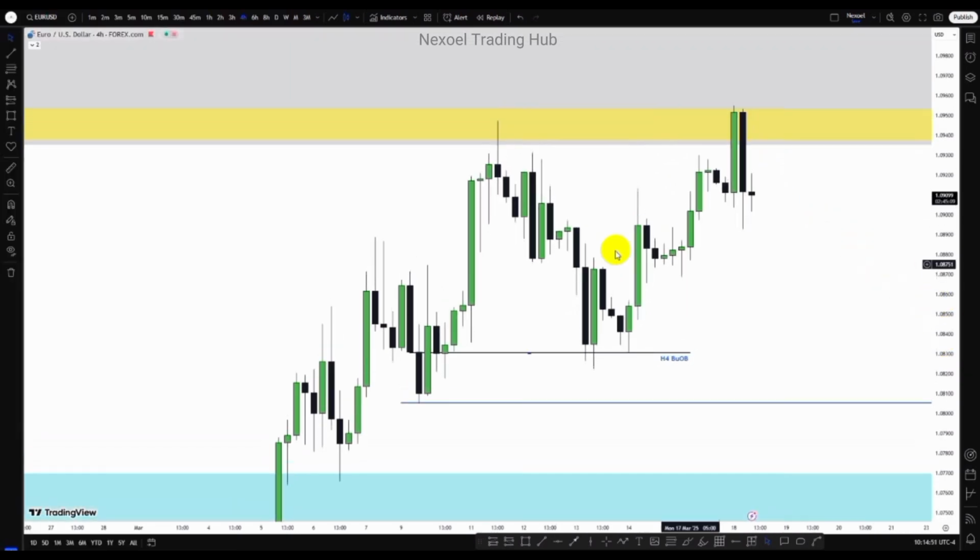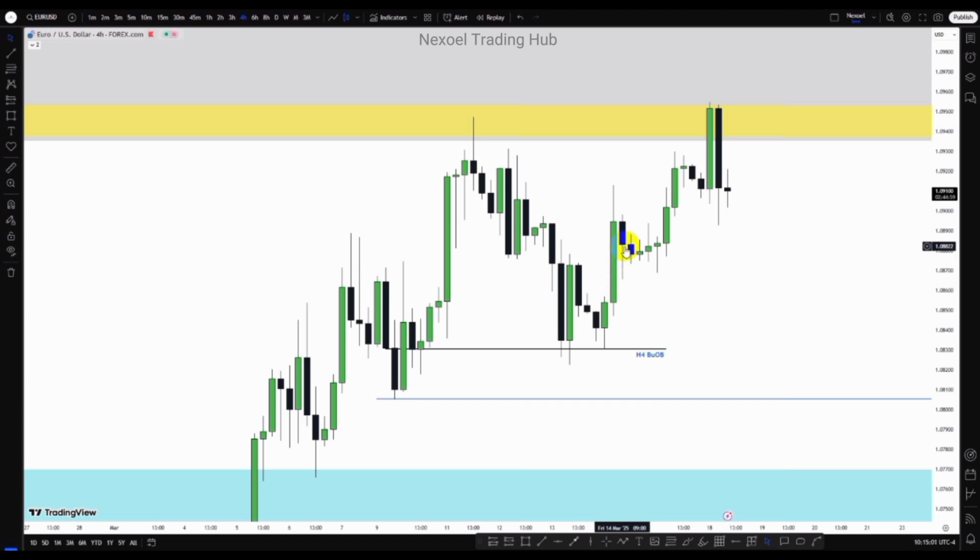So clearly now we can see price dip to the downside into this 4-hour bullish order block, and we can see how price traded to the upside. What we saw on Friday was, this was the candle price printed on Friday. This was the last candle on Friday.